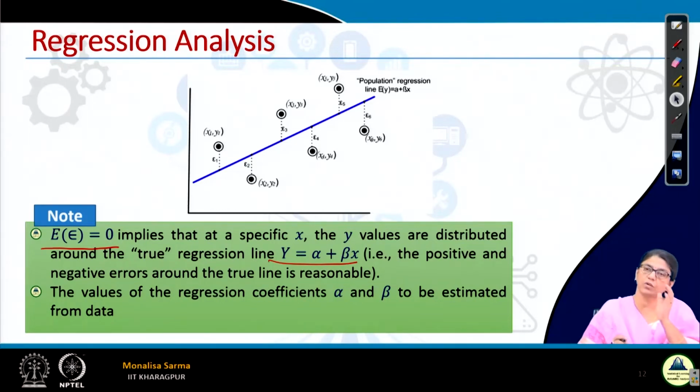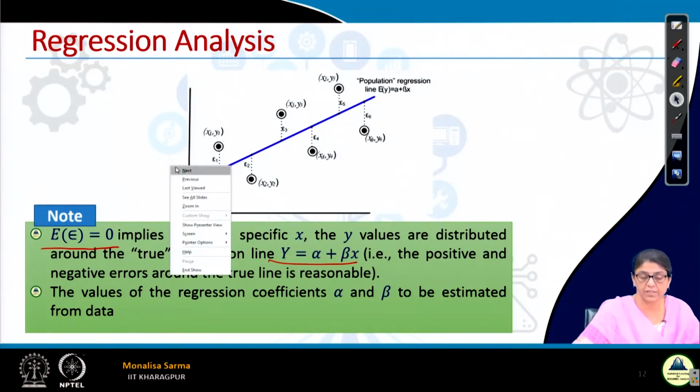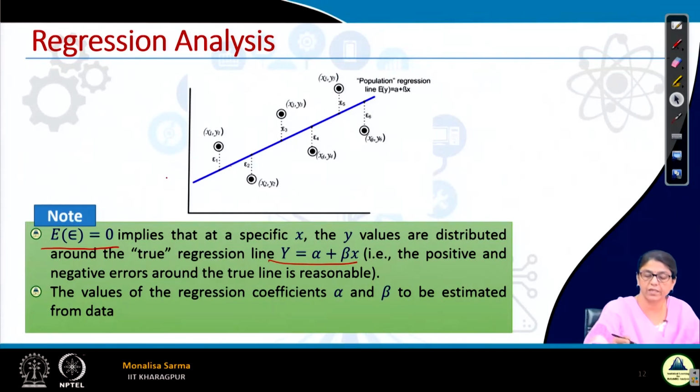What does expected value of epsilon equal to 0 imply? It implies that for a specific x, my y values are distributed around the regression line, above the regression line or below it, in such a way that positive errors mean it is above, negative errors mean it is below. If the positive and negative errors around the true line are reasonable, not very high, then we can assume that E of epsilon is equal to 0, and that is a necessary condition actually.